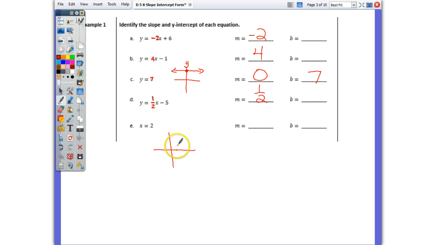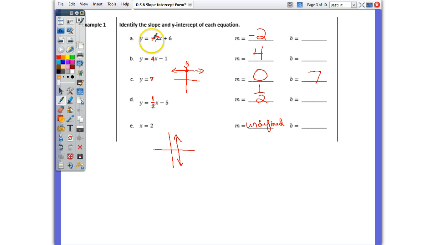What would that look like? x = 2. It's going to look something like this. What's my slope of that line? None. Not none. 0, not none. Undefined. That has an undefined slope. All right? Now that we got the slopes, now let's go and do the y-intercepts.